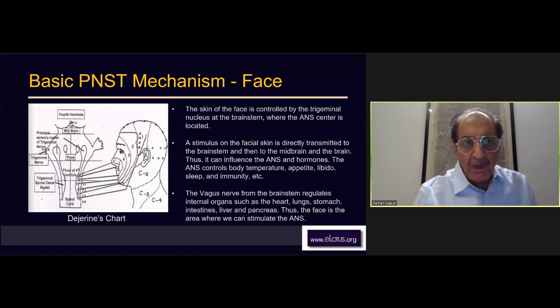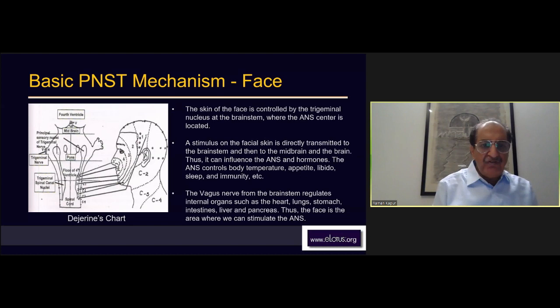Then on your left-hand side of the screen, you can see there is a Gerin's chart. This is something which all of us had learned about as medical students, that the skin of the face is controlled by the nucleus at the brain stem, where the autonomic nervous system is located. So the trigeminal nucleus is at the brain stem. So when a stimulus on the facial skin is given with this tool, it gets directly transmitted to the brain stem and then onto the midbrain and from there onto the brain. So thus a prickling stimulation on the facial skin can influence the autonomic nervous system and the hormones.